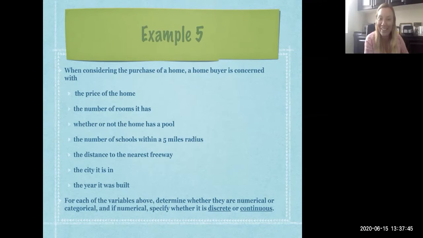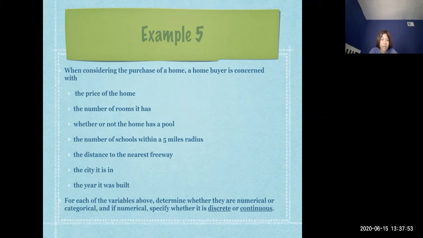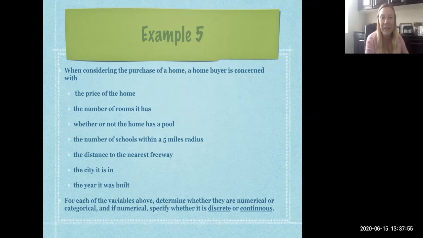I agree. Okay, let's see, Abigail, distance to the nearest freeway. Numerical and continuous. Perfect. And can you justify it?